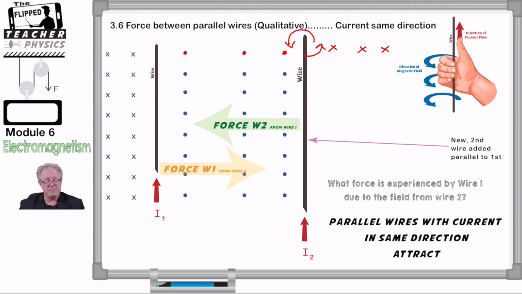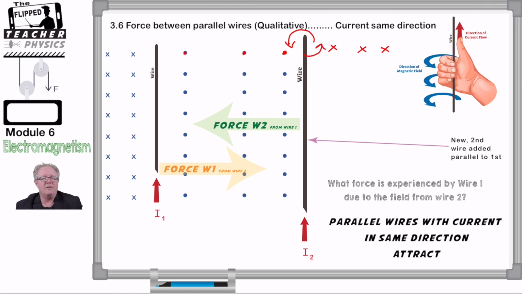So let's get our thumb up for wire 1. We put our fingers in the direction of the field, which is the dots, so it's got to come back towards you from the screen. We put our thumb in the direction of the current for wire 1, and your hand should show you that the force is going inwards.